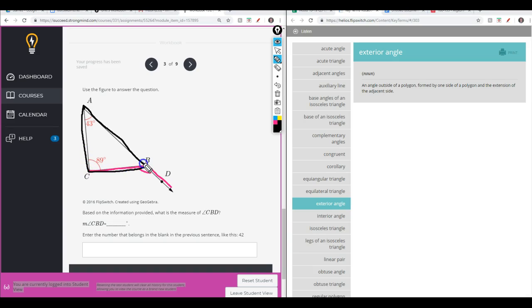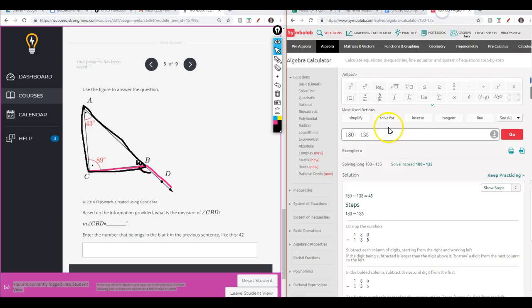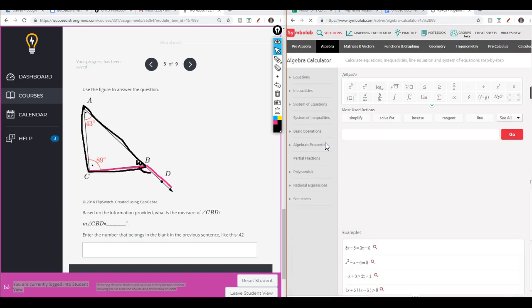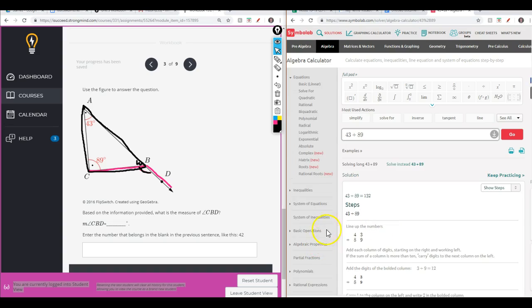and the exterior angle theorem states that it is the sum of the two interior angles it's not attached to. So it's attached to angle B, so it would be the sum of angle A and C. So you could add 43 plus 89, and that equals 132. So we know that it's 132.